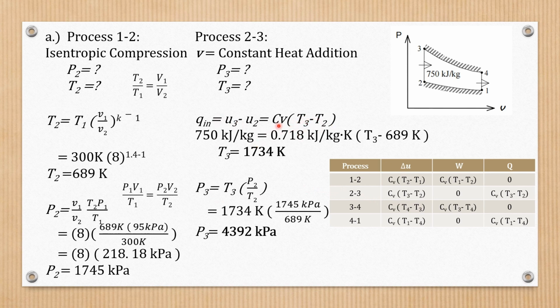With this equation, we can now find our temperature 3. Just substitute all the given values, plug it in your calculator, and we will get 1,734 Kelvin. Next, we're going to find the pressure 3 using still the combined gas law equation, wherein our volume 1 and volume 2 will be cancelled, since if you look at the process 2 to 3, our volume here is constant, same with the state 4 to state 1. With this equation, we can now find our pressure 3. Just substitute all the given values, plug it in your calculator, and we will get 4,392 kilopascal.